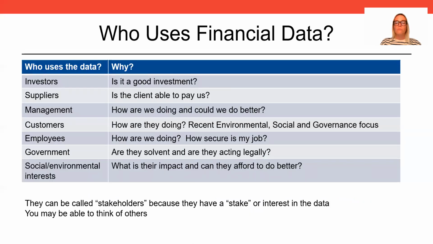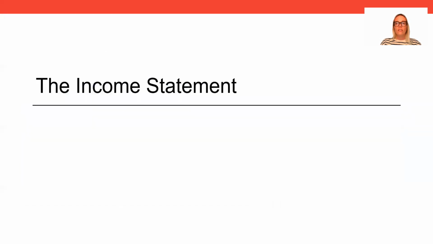Before we do that though, let's just briefly look at who uses financial data. We've got a list of stakeholders here. I'm not going to go through each of these in turn. You may choose to pause the video here and look at these different elements. But the key point that I want to make is that with financial data, there are a range of different stakeholders who have different needs for that data. The reason they're called stakeholders is because they have a stake or an interest in the data. You may find that you can even think of others.